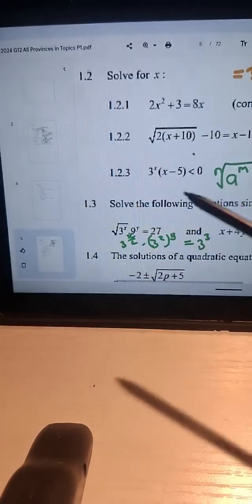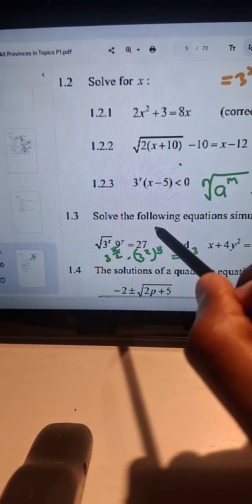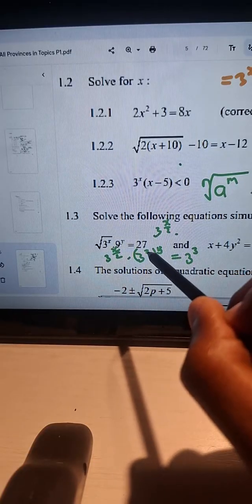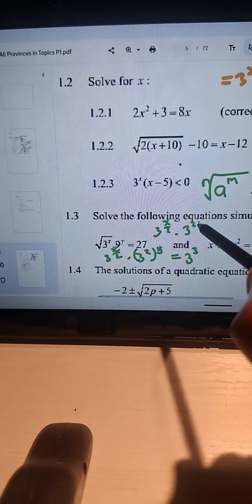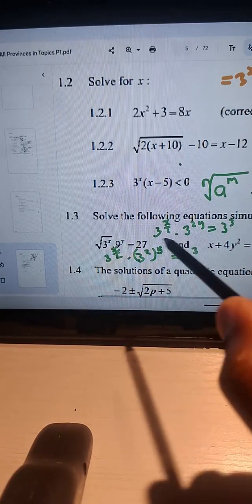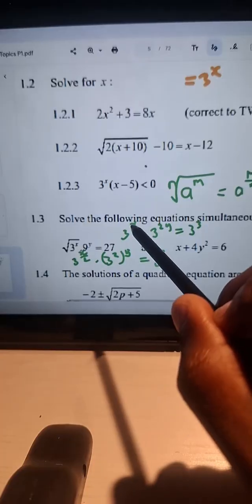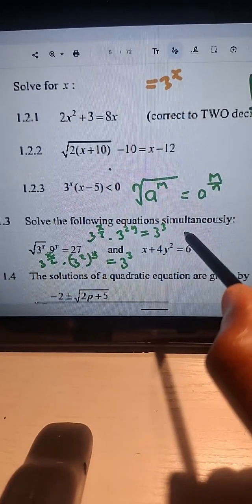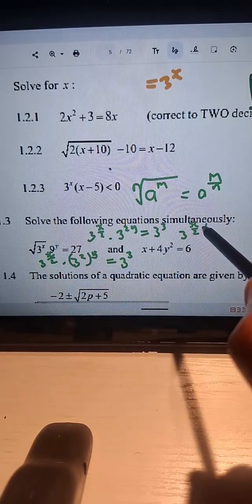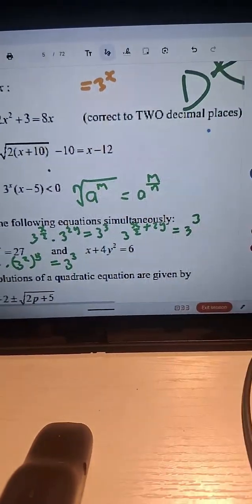So we have 3 to the power x over 2 times 3 to the power 2y, that's 3 to the power x over 2 plus 2y, which is equal to 3 to the power 3. The bases are the same, so we keep the base and add the exponents. That's going to be 3 to the power x over 2 plus 2y, which is equal to 3 to the power 3.